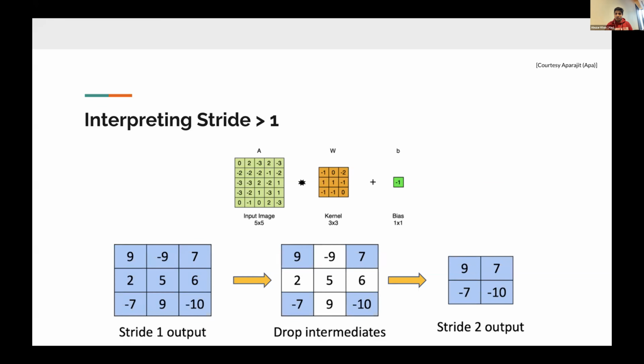Does that make sense? Any questions? Sweet, I'm going to take that as a resounding no, and we're doing great. All right, cool.